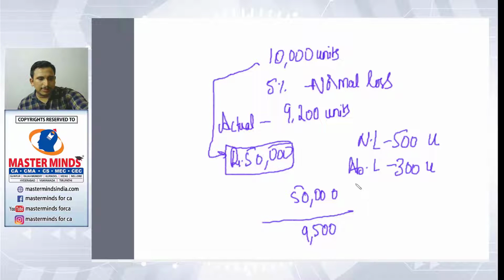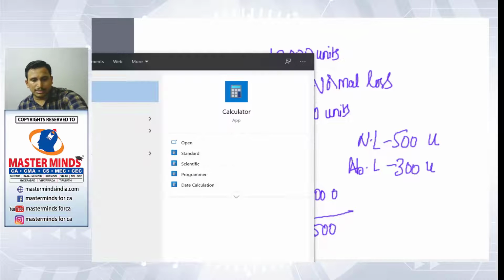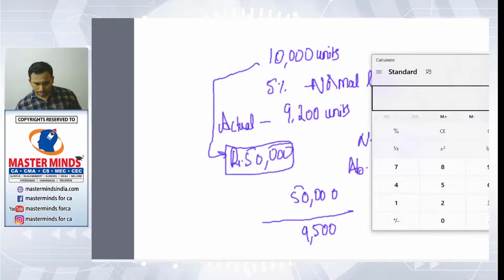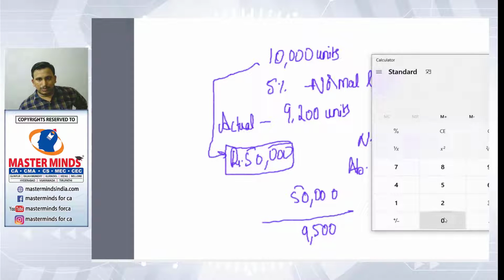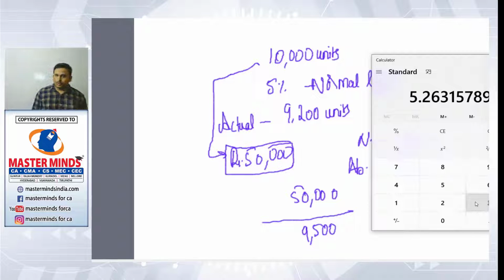Now let us just have a calculation. Everybody just observe. We require 50,000 divided by 9,500. Now how much does it give? 5.26. Now 5.26 is the amount.